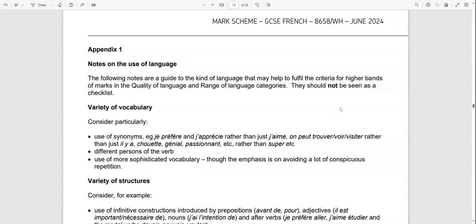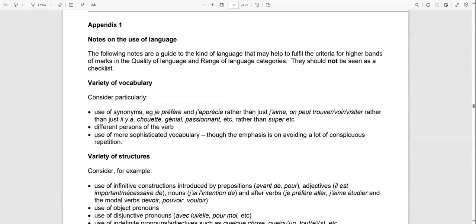Bonjour. So I'd just like to talk you through some information which the AQA exam board share with us about how you can get the highest marks for the quality of language in your 90 word and 150 word tasks, so that you can try and use some of this stuff. So I'll just talk you through the key section of the document.